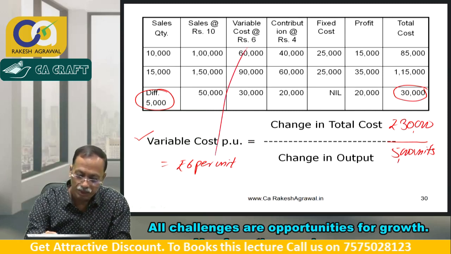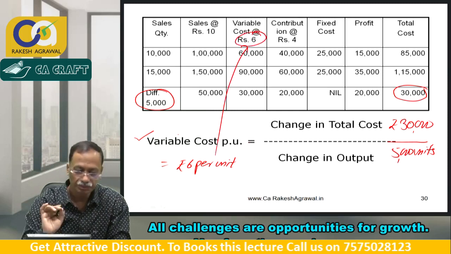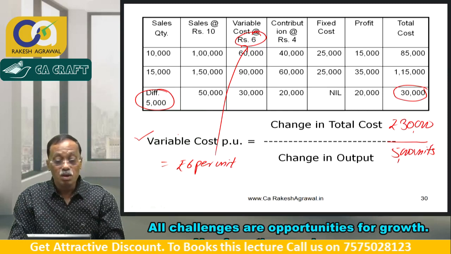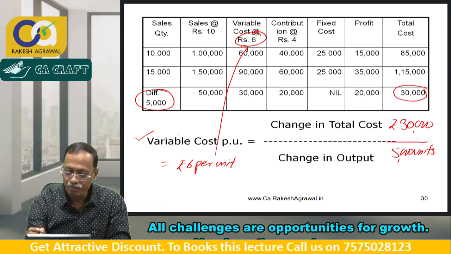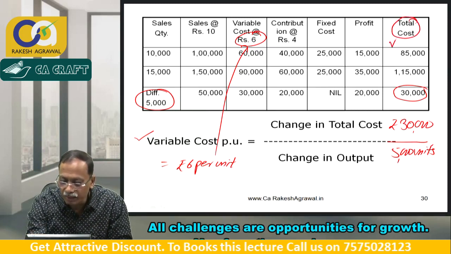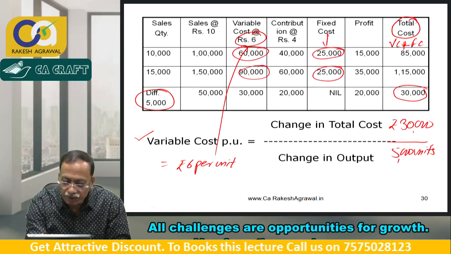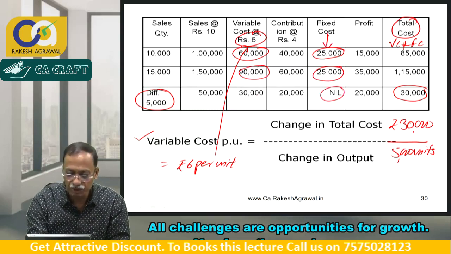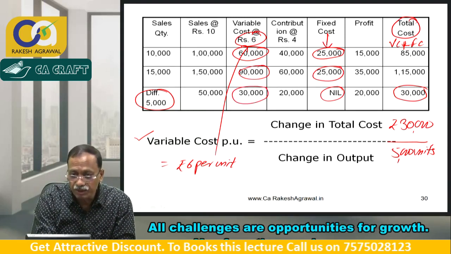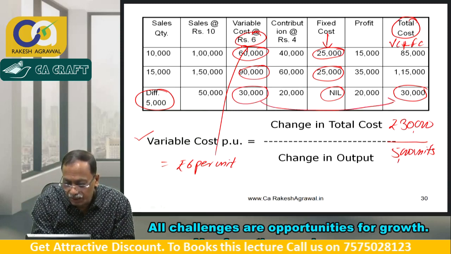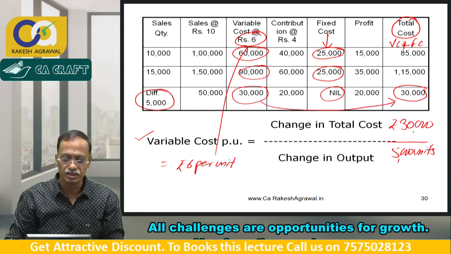First of all, this 6 per unit is your variable cost per unit. So you got variable cost per unit. Now how or why you got variable cost per unit is very interesting. Now try to understand. Your total cost consists of 2 parts, variable cost plus fixed cost, right? Now you will notice there is no change in fixed cost. The difference in fixed cost is 0 because fixed cost doesn't change. Then only variable cost is changing. You will notice this change in variable cost and change in total cost is the same.